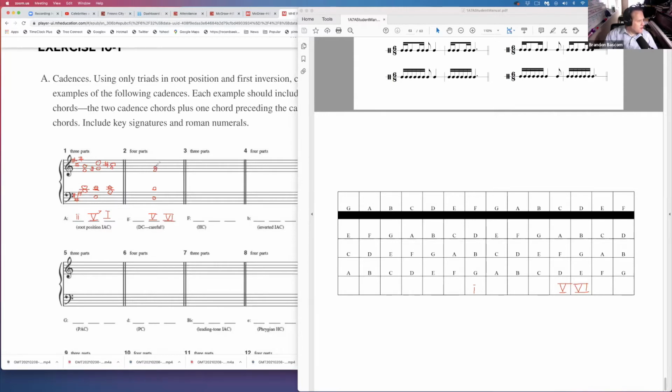You guys know about deceptive cadences in minor, right? Yes, I do. Excellent.